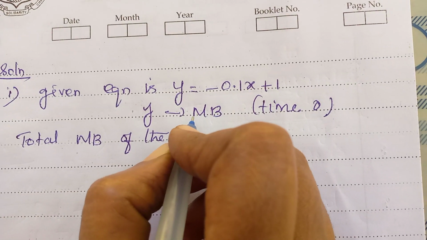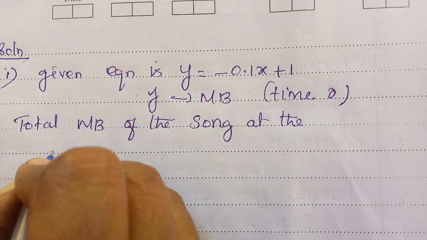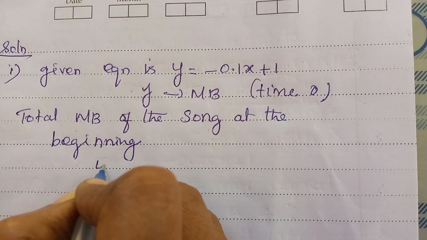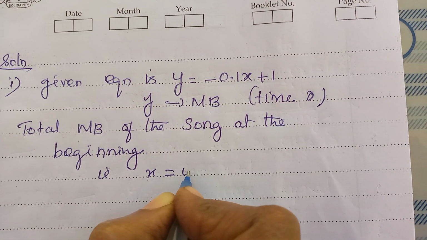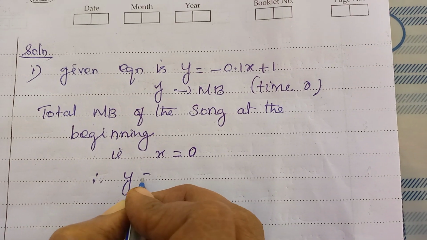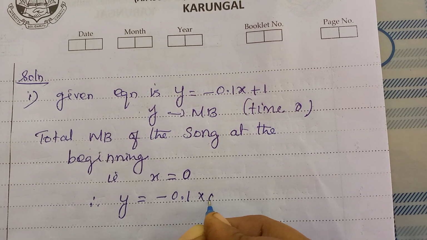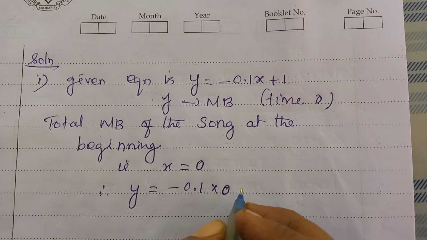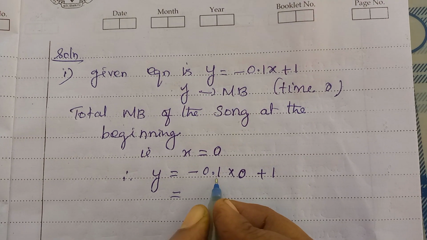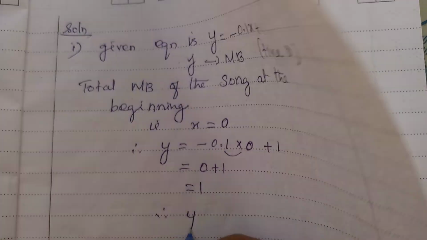Of the song at the beginning, that is x is equal to 0. Therefore y is equal to the given equation, minus 0.1 into x, we have 0. In the beginning there is no time, so x is equal to 0 plus 1, this term becomes 0. So 0 plus 1 equal to 1. Therefore y is equal to 1.